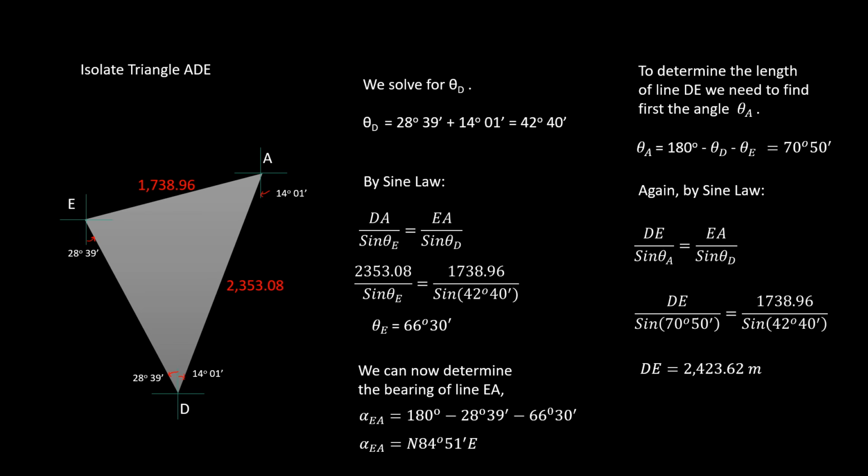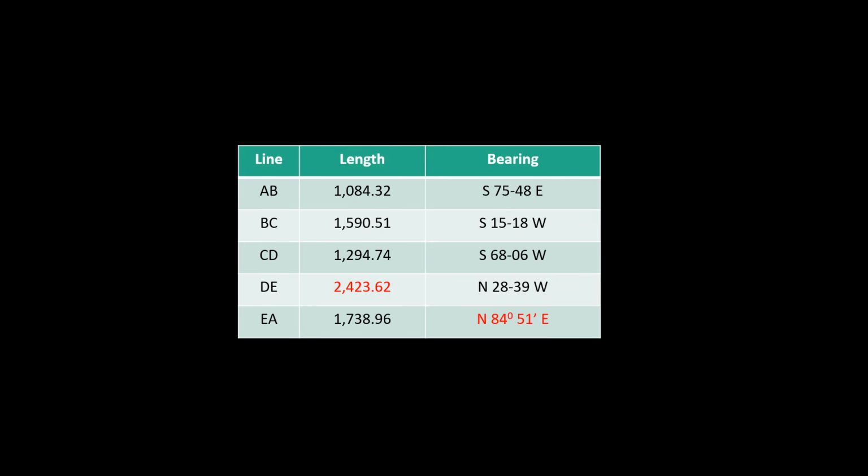Substitute the values, then we determine the length of DE equal to 2,423.62 meters. So our computations are now complete. We have the direction of line EA, which is north 84 degrees 51 minutes east, and the length of line DE, which is 2,423.62 meters. So here is the completed table for our traverse.